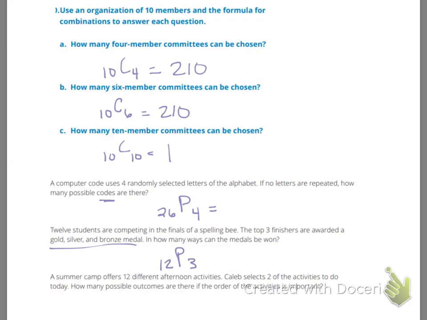Okay, my next one is summer camp offers 12 different afternoon activities. Caleb selects 2 of the activities to do today. How many possible outcomes are there if the order of the activities is important? So it just said the order is important, so I have to do permutation. There are 12 and he's choosing 2. Otherwise the order wouldn't matter and we do a combination.